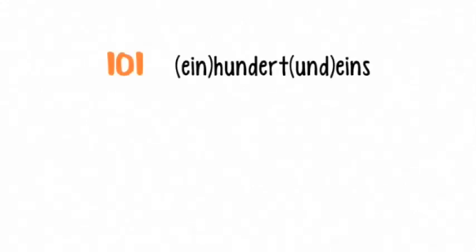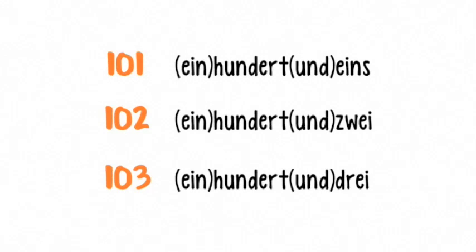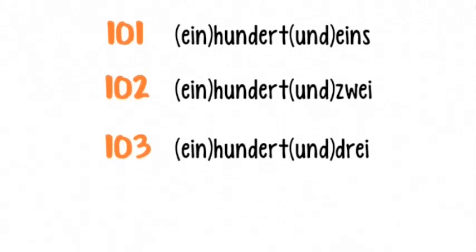Now let's have a look on how to form the numbers above 100. 101 in German is hunderteins or einhunderteins. For 102 we have hundertzwei or einhundertzwei, and for 103 hundertdrei or einhundertdrei. In the case of the hundreds, you have two options of saying the numbers. Again, for 101, you can either say einhunderteins, which is the longer version, or simply say hunderteins.